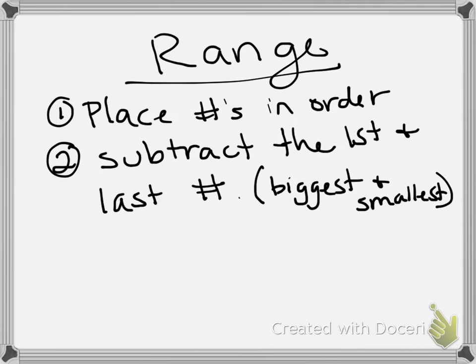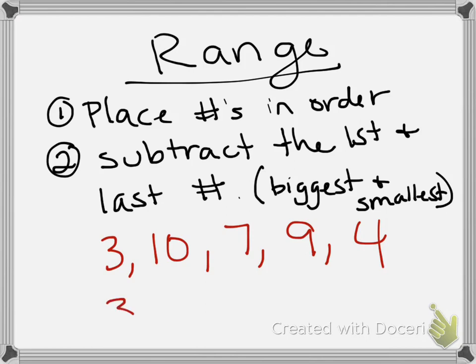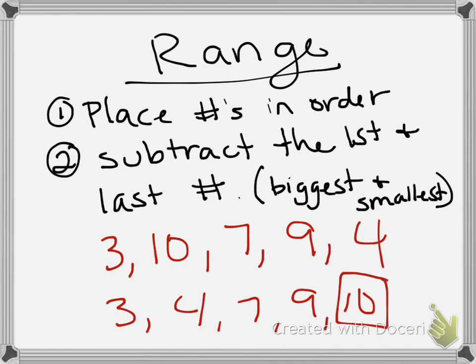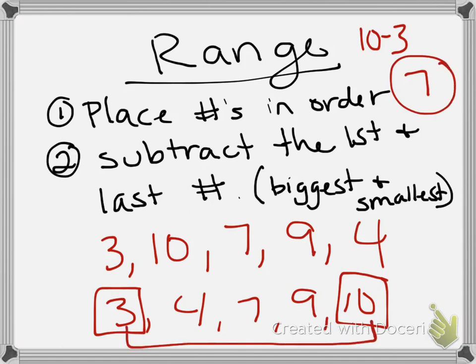And the last one is the range. In order to find the range, you're going to place the numbers in order, and then you're going to subtract the first number and the last number, or the biggest number and the smallest number. You're trying to find how much this set of numbers encompasses. So I'm going to first put these in order, and I'm going to take my biggest number and subtract my smallest number. 10 minus 3 is 7. So my range, the range of these numbers is 7.